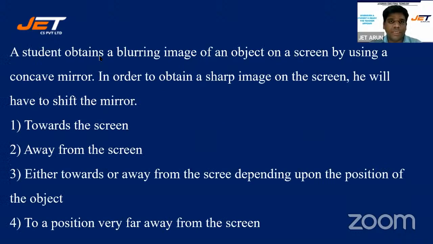A student obtains a blurring image of an object on a screen by using a concave mirror. In order to obtain a sharp image on the screen, he will have to shift the mirror towards the screen, away from the screen, either towards or away from the screen, depending on the position of the object, to a position very far away from the screen.